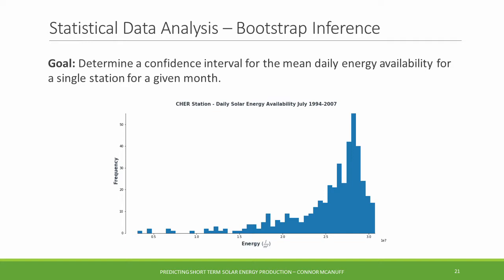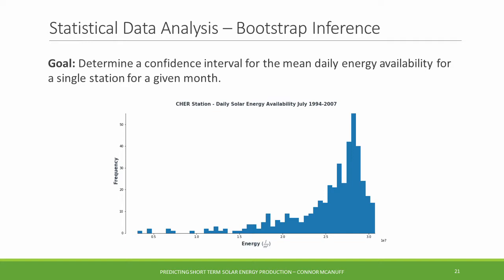Here, we will determine confidence intervals for the mean daily energy availability for a single station for a given month. The value here would be that a utility company can quantify how likely it is that the mean energy for a given month will fall in a certain range. This quantification may help with long-term and contingency planning.